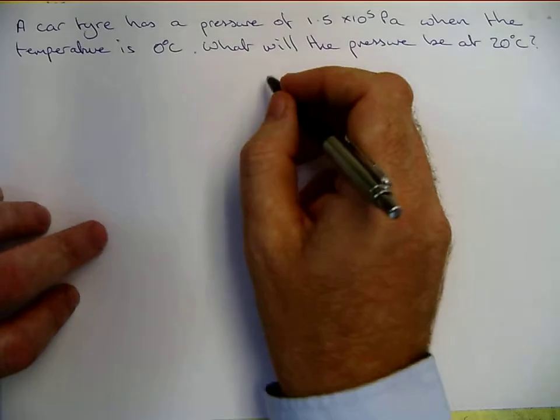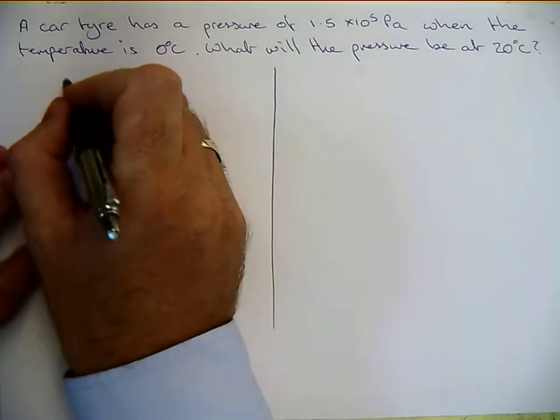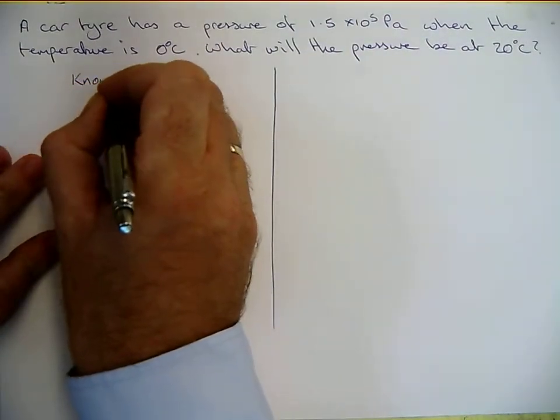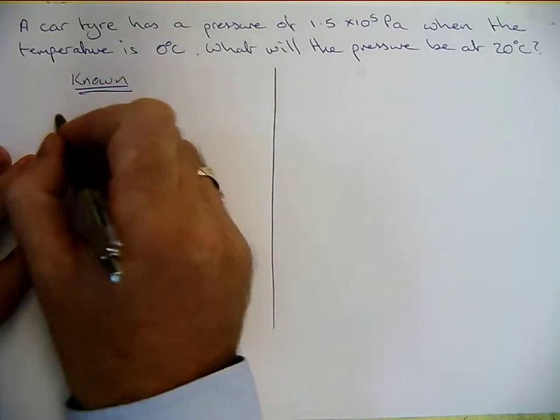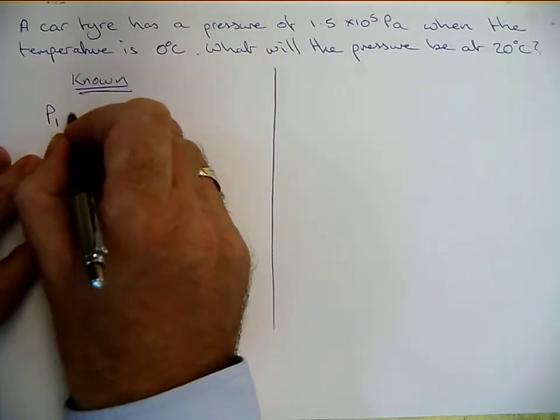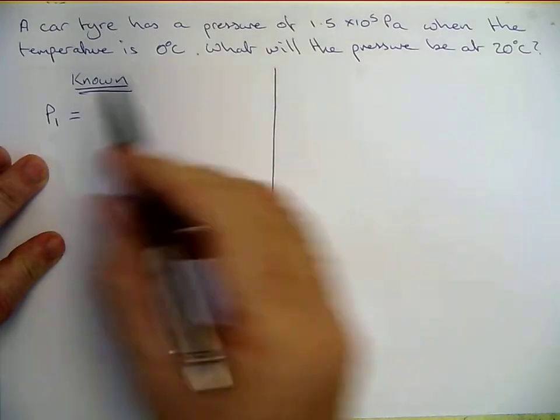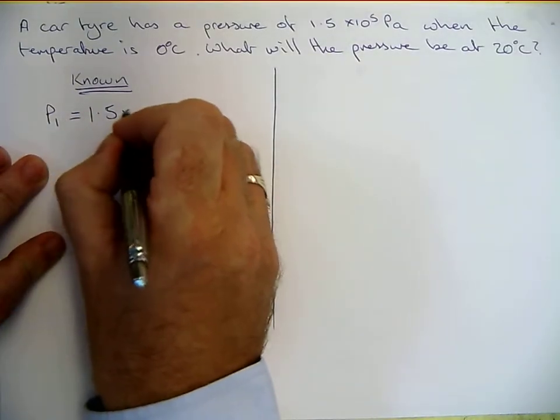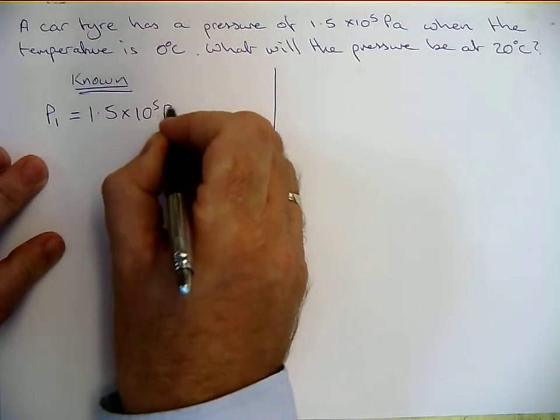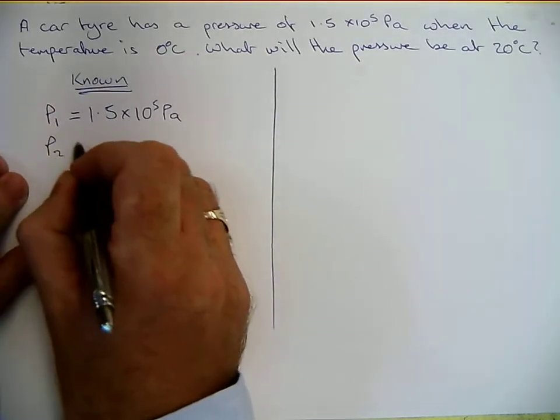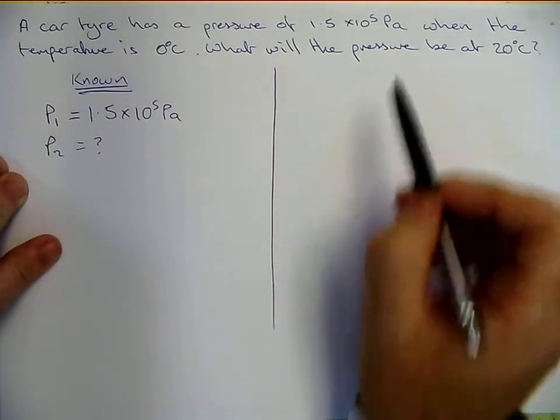Okay, so a nice simple question, and we'll split our page into two, and on this side we'll write down what we know, as we always do. So what do we know? Well, we know the first pressure, P1, is 1.5 times 10 to the power of 5 pascals. Pressure 2 is what we are required to find, because that's what it's asking here.